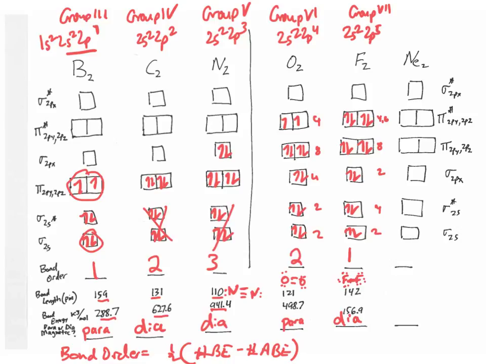Lastly, we can look at neon, group 8. Eight valence electrons. So we've got 16 electrons to go in. And so we're going to wind up filling up all these orbitals. 2 in the sigma 2s, 2 in the sigma star 2s, 2 in the sigma 2px. Put 2 in the pi 2py 2pz, unpaired. Then we pair them up.